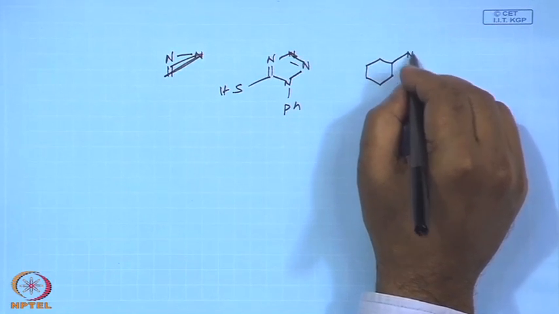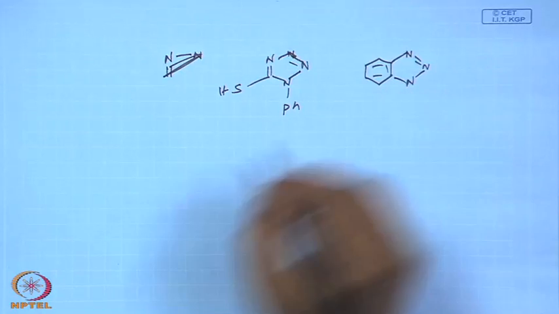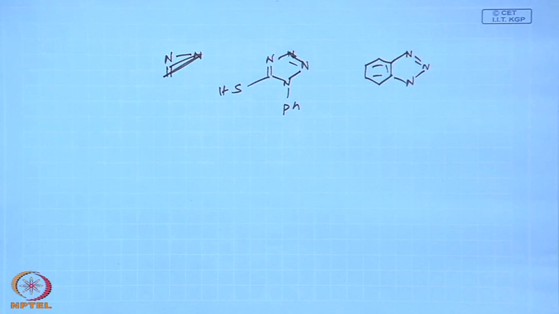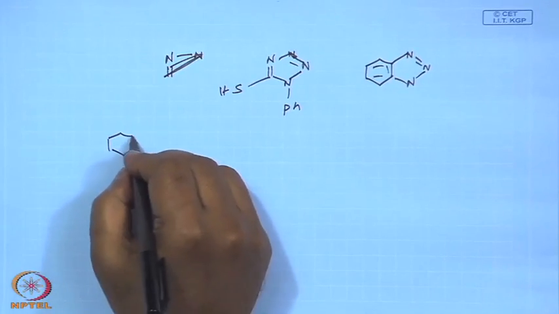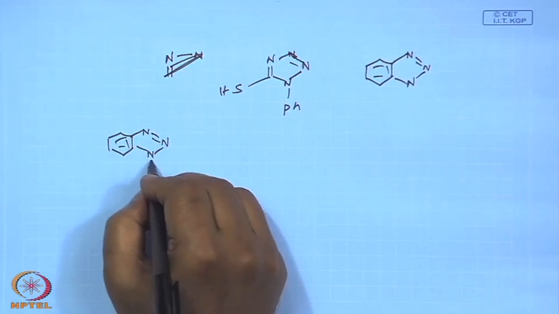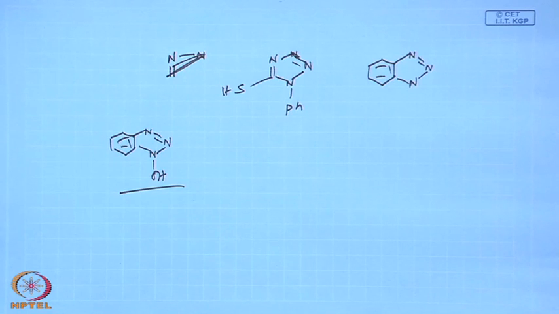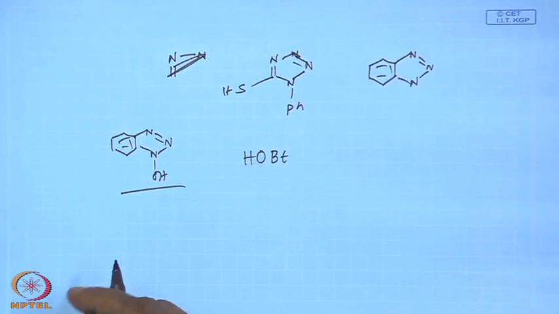Likewise, many of you probably know this reagent, right? How to make this reagent? What is it known as? Benzotriazole. How do you make it? Orthophenylenediamine and diazotization. Yes, okay. Now, you have to tell me what is this reagent? It is a famous reagent in peptide chemistry. Very good, HOBT. What is the full form? Hydroxybenzotriazole. Good?